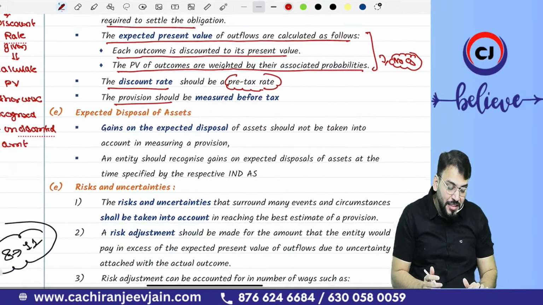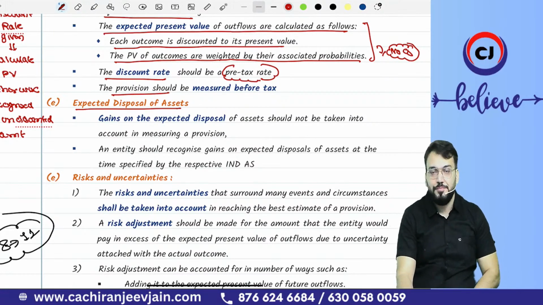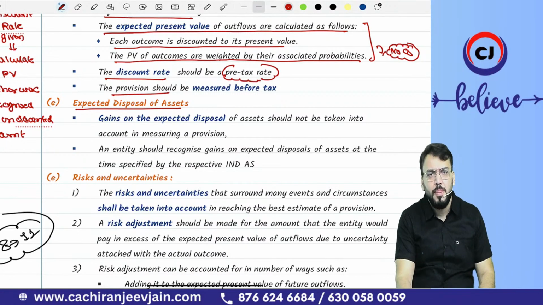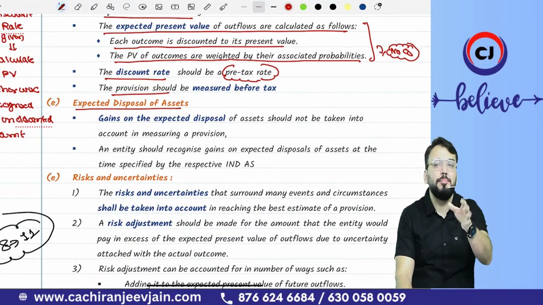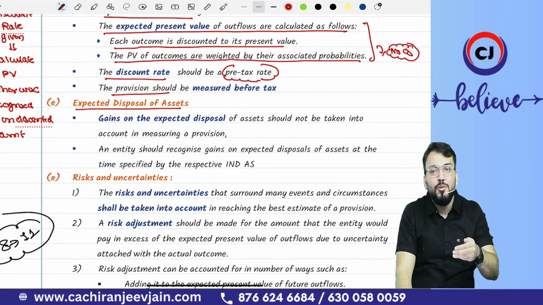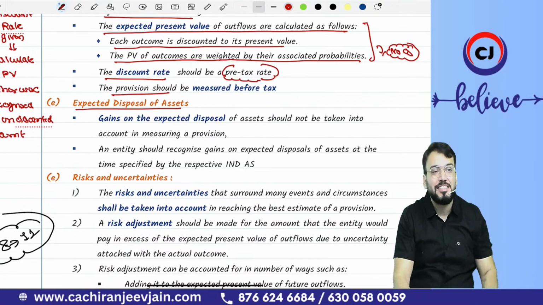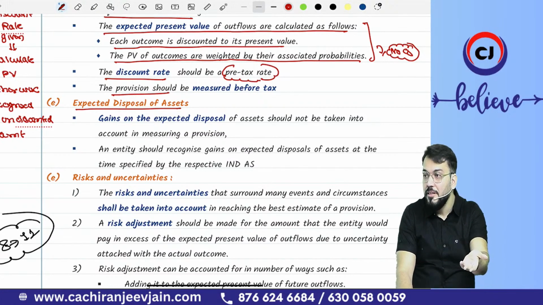Then there is one special point of expected disposal of asset. Let me take one simple example. Suppose a machinery has been damaged and there is an expected repair, and suppose all the conditions are satisfied. So you need to create a provision for repair. Now when you are doing repair on that machinery, there will be some damaged part. That part can be sold as scrap, or it can be sold in the market also. Damaged part can be sold.